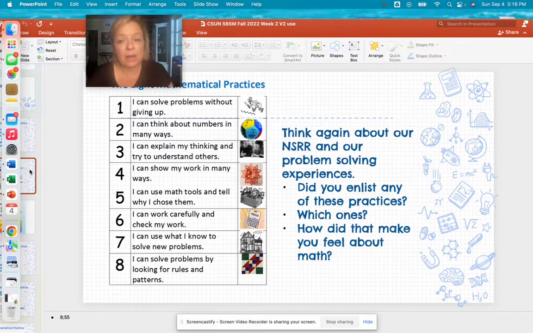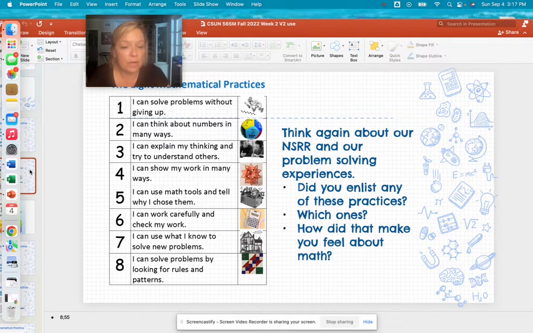Did we engage in the type of work that helped us solve problems without giving up? Did we think about numbers in many ways? Did we try to explain our thinking and understand the thinking of others? Did we try to show our work in many ways? Did we use some tools and tell why we chose them? Perhaps you drew pictures on your paper. That's a form of tool use.